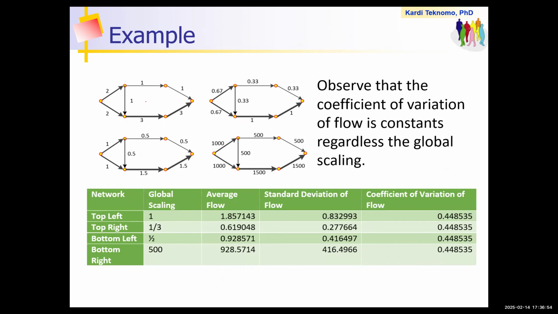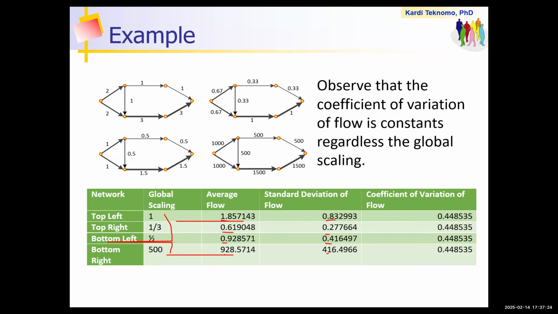So this is the top left, top right, bottom left, bottom right. These are the global scaling that we just discussed, right? You just mentioned a while ago. So let's take the average of the flow. If you take the average of the flow, they are different. Can you see? They are not the same. The same thing, if you calculate the standard deviation of the flow from all links, they are also not the same.